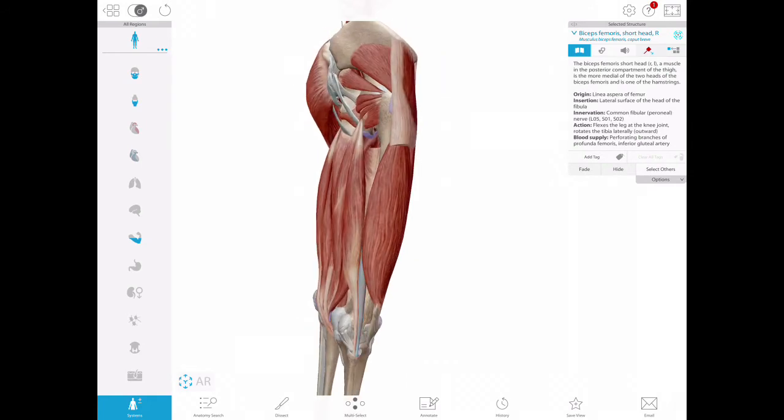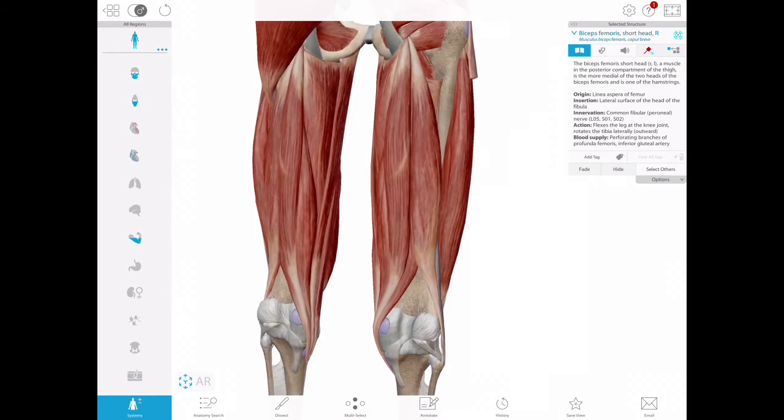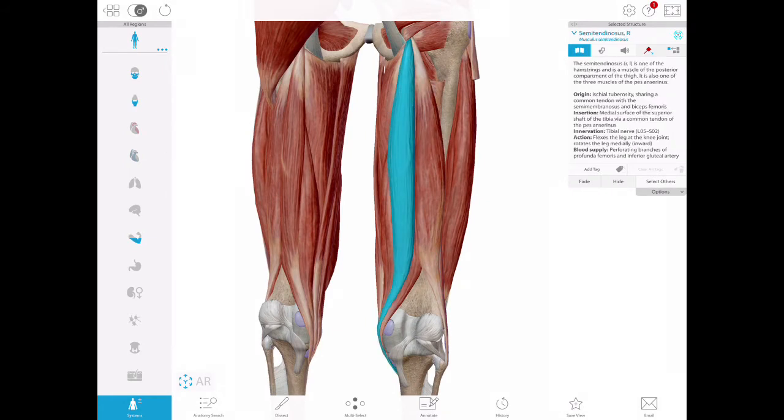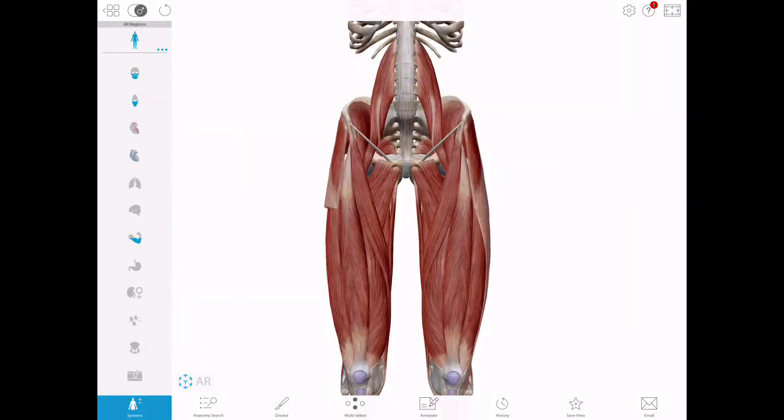Here is the biceps femoris short head, which originates on the lateral lip of the linea aspera and inserts on the fibula head. Now, here is the semitendinosus, which originates on the ischial tuberosity and inserts on the anterior-medial surface of the proximal tibia. The action is hip extension and knee flexion. Now we have the semimembranosus, which originates on the ischial tuberosity and inserts on the posterior surface of the medial condyle of the tibia. The action is hip extension and knee flexion.